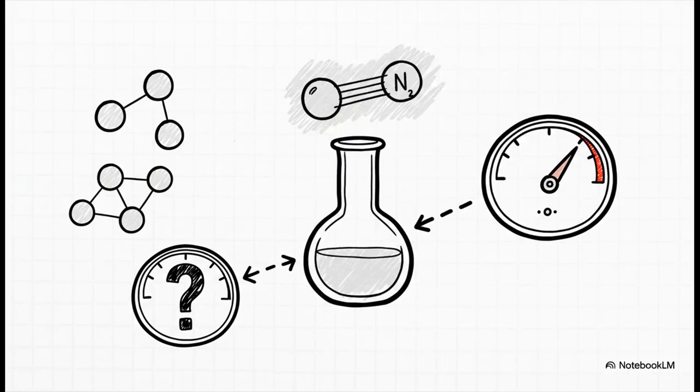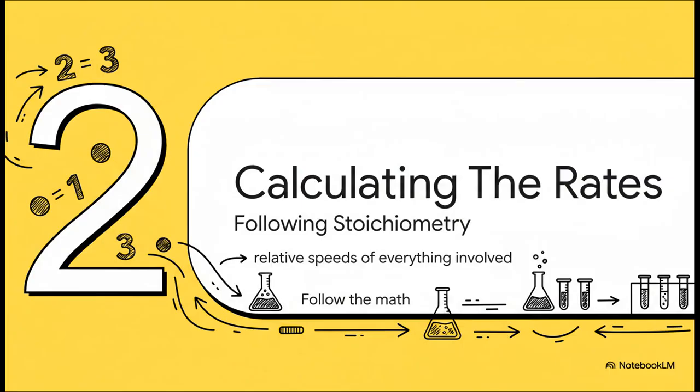Let's put some actual numbers on this to make it real. Let's say we're in the lab and we're measuring the rate that nitrogen gas, N2, is being made, and we find that it's appearing at a rate of 0.1 molar per second. Okay, so the big question becomes, if we know that speed, what are the speeds for the other 2 chemicals in the mix? To figure that out, we go right back to those coefficients, that 2 to 1 to 3 ratio. That ratio is going to tell us everything we need to know. It basically dictates the relative speeds of everything involved. So let's just follow the math and see where it leads us.